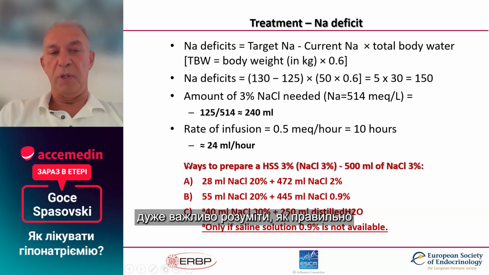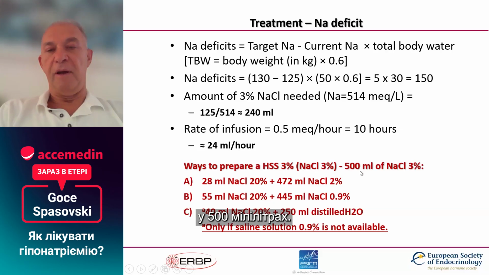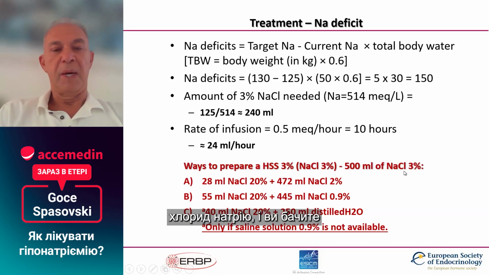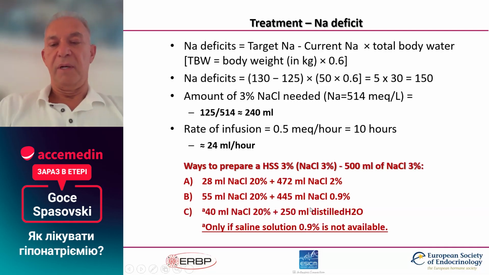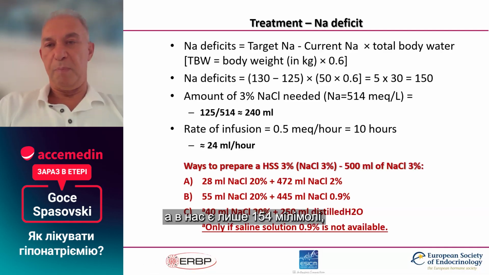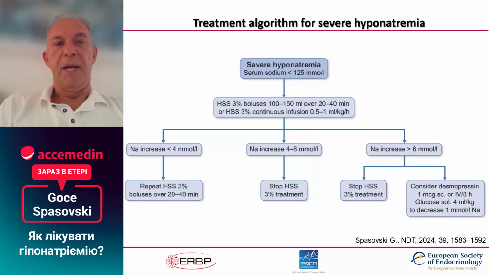And this is very important, the way to prepare hypertonic saline solution of 3% in 500 milliliters of sodium chloride. And you see how it works here. You will possibly have this PDF in your materials.